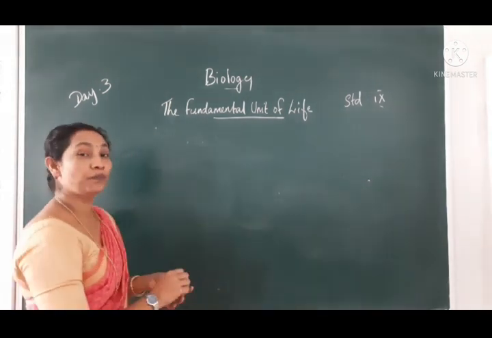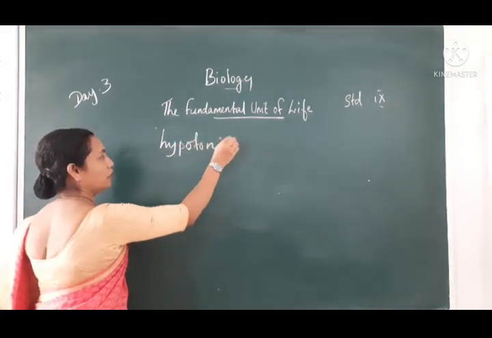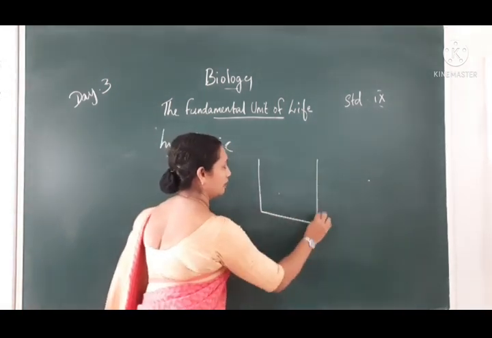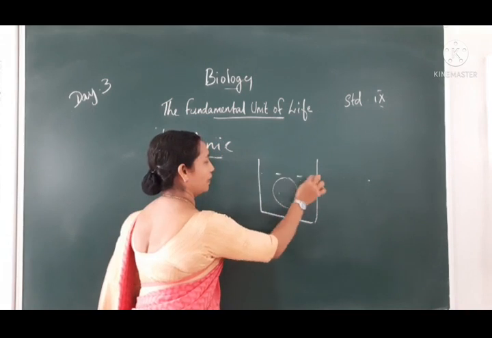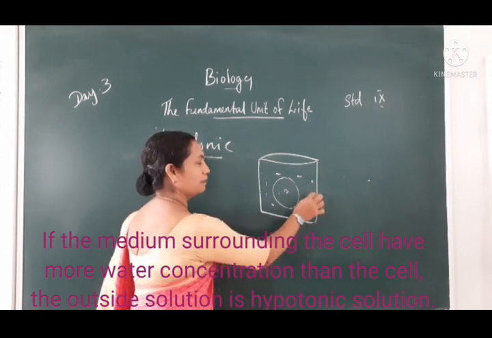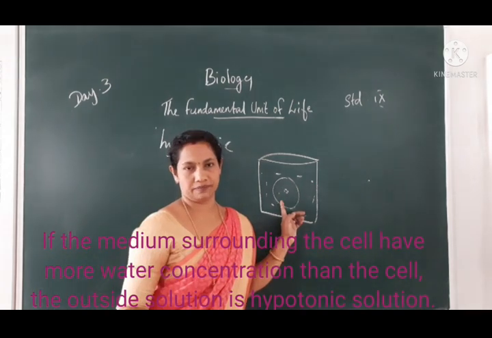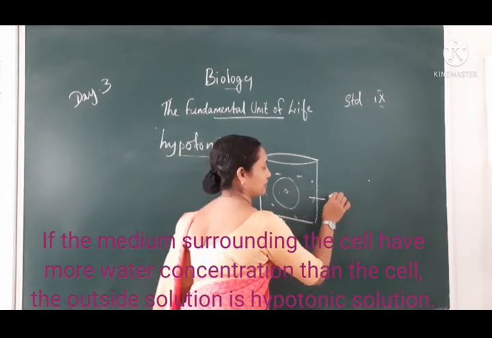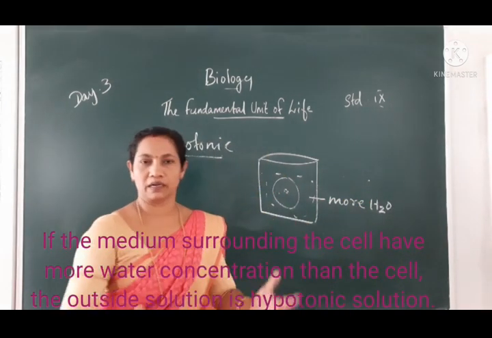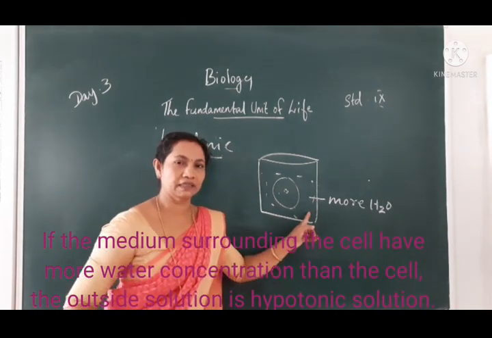Which one? Hypotonic solution. Here also, if the cell is placed in one medium, this medium has more water concentration than the cell. The medium around the cell has more water molecules, or high water concentration, than that of the cell. This solution is known as hypotonic solution.